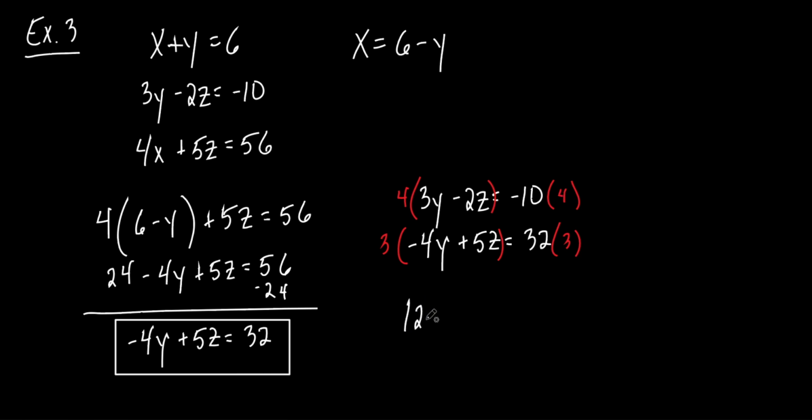So I have 12y minus 8z equals what? Negative 40? Is that right? I'm doing the top, not the bottom. That is what the bottom would be, but it's not the top. Let's do the bottom. This is going to be a negative 12y. It's what we wanted, right? We wanted the same thing, plus and minus, so they can cancel out. And then I got plus 15z. And that's what? 96. Good.